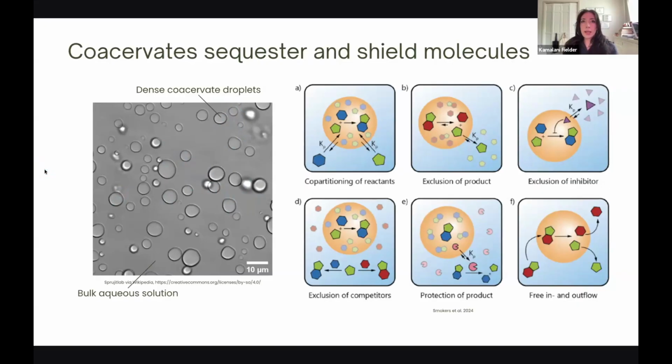On the right here is a diagram showing the very many functions these droplets have been shown to perform. They're simple but very, very robust. They can partition reactants, they can exclude competitors, they allow free in and outflow of certain chemical species. And they protect formed products. So you can see why this is so promising as a mechanism for a sensitive process like peptide condensation, because a coacervate would solve both the problem of sequestration of the amino acids and long-term stability by shielding the peptide products from bulk water. And remember, we know that many disordered regions do this.